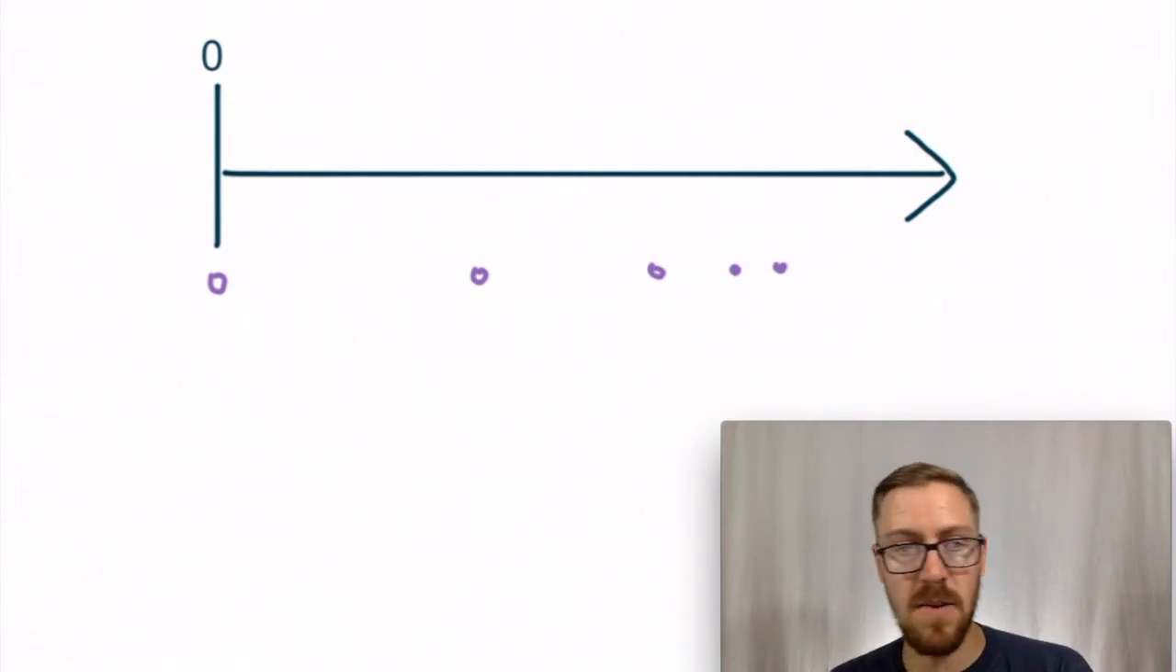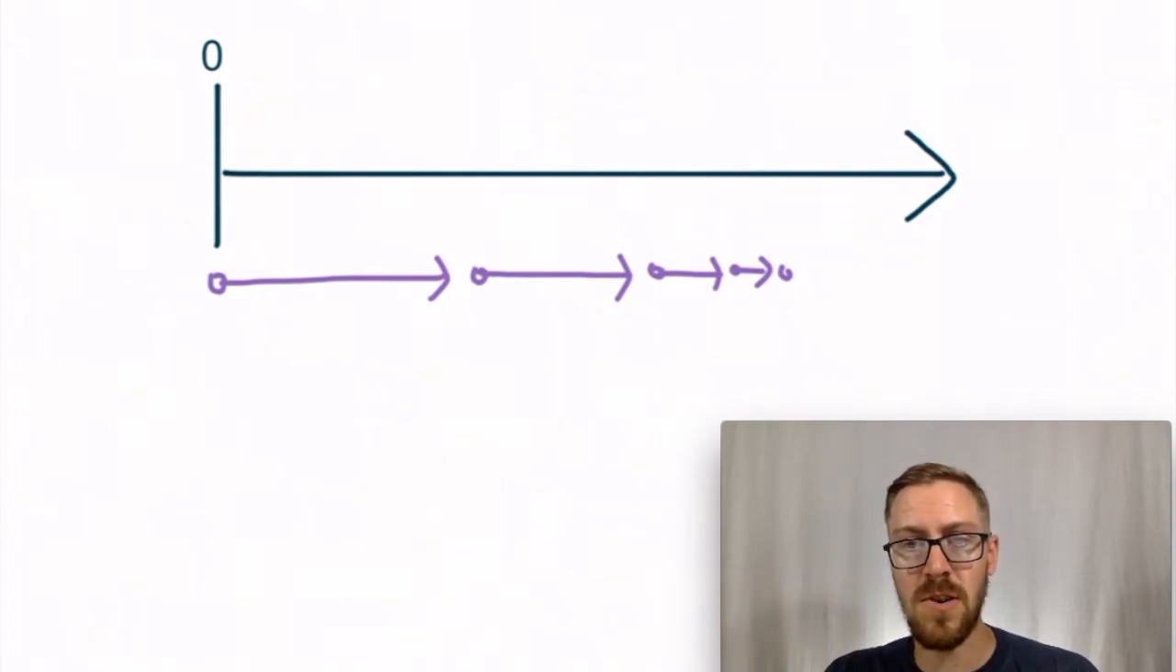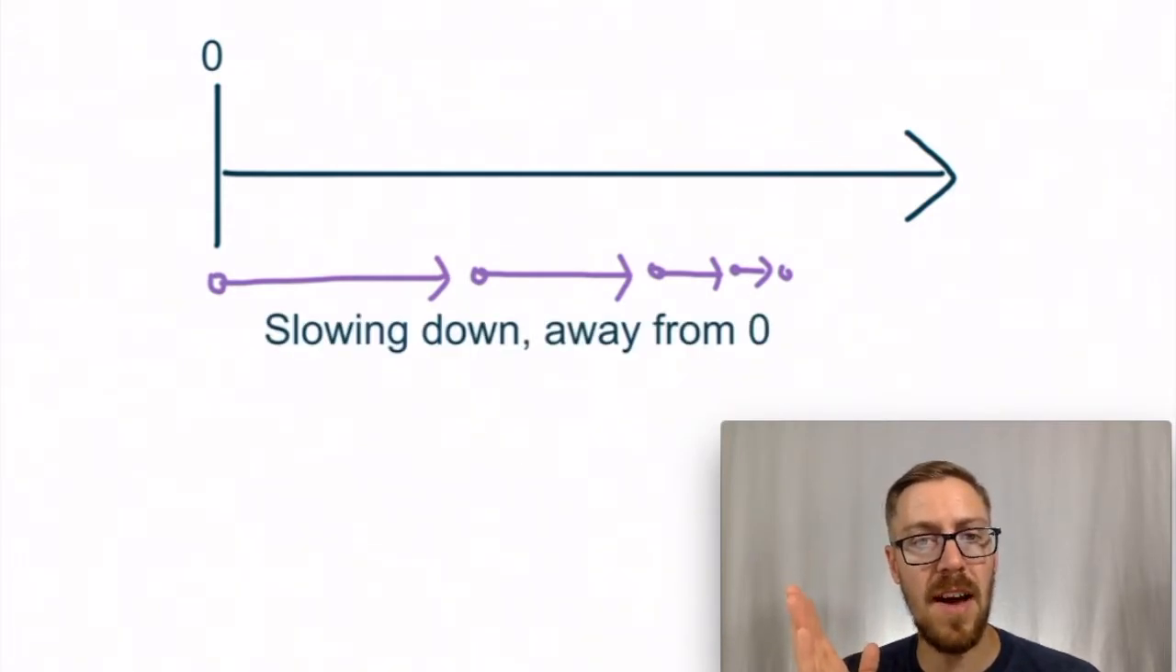If I throw my arrows on there, you can see my first arrow is the longest, then it gets shorter and shorter and shorter until there isn't an arrow, because in the last dot, the car is stopped. So this is slowing down away from 0.